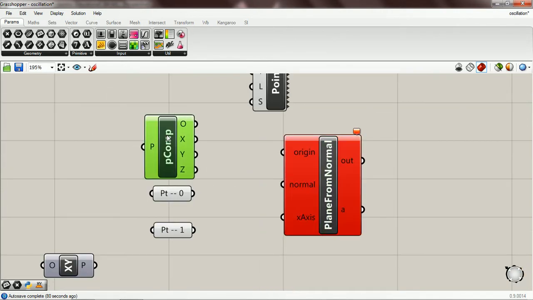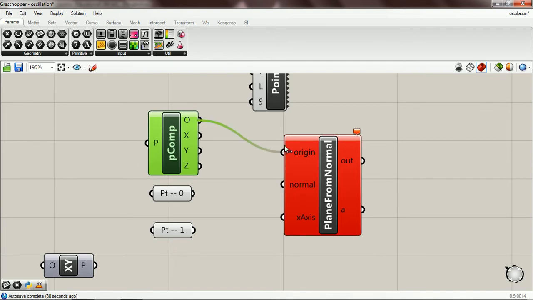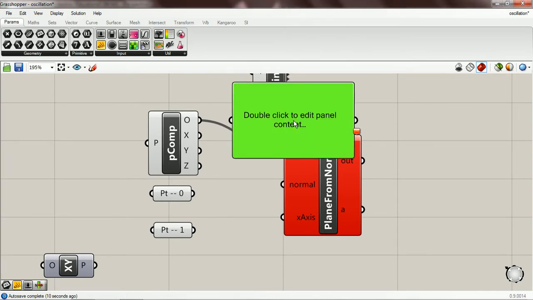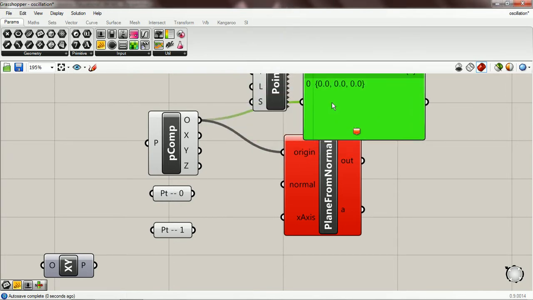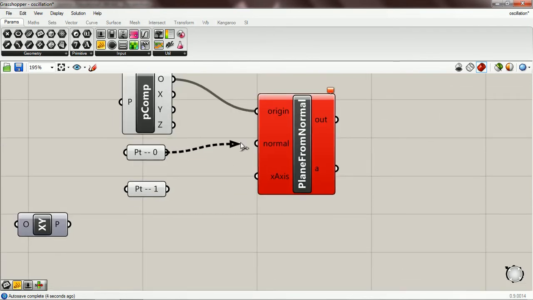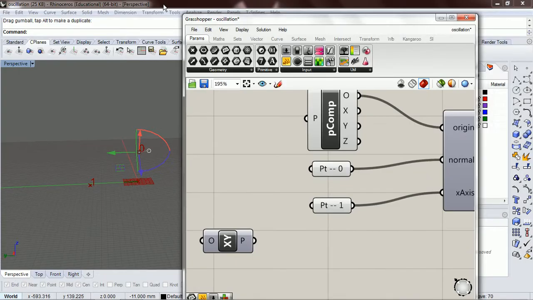And let's use as the origin the world origin. We're getting that by passing in the 0 out of the plane component. So you can see we're getting the world origin. And then for normal, let's use 0 and x-axis 1.